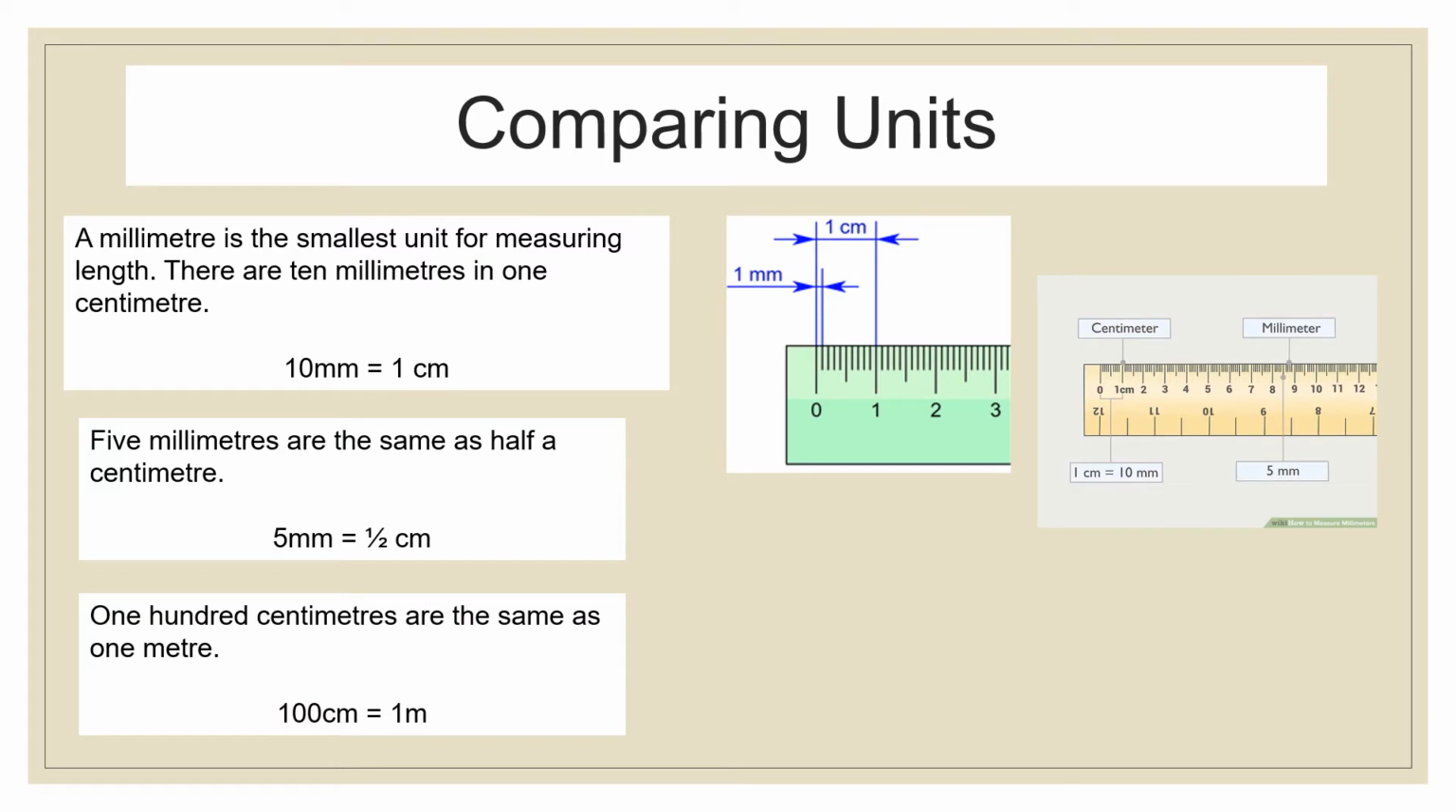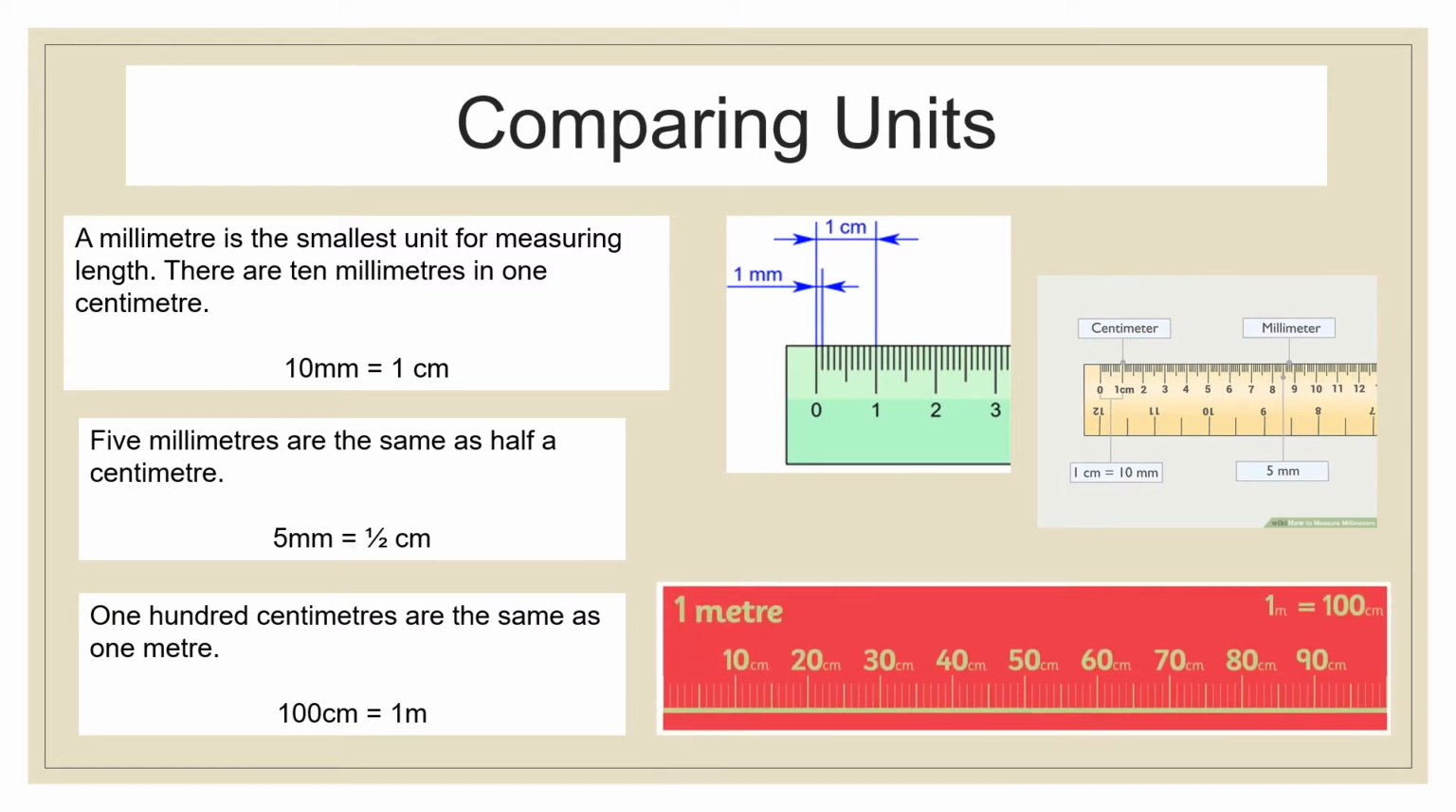And 100 centimetres are the same as 1 metre. So on a metre stick, which is 1 metre, you will see that 100 centimetres fits into 1 metre.